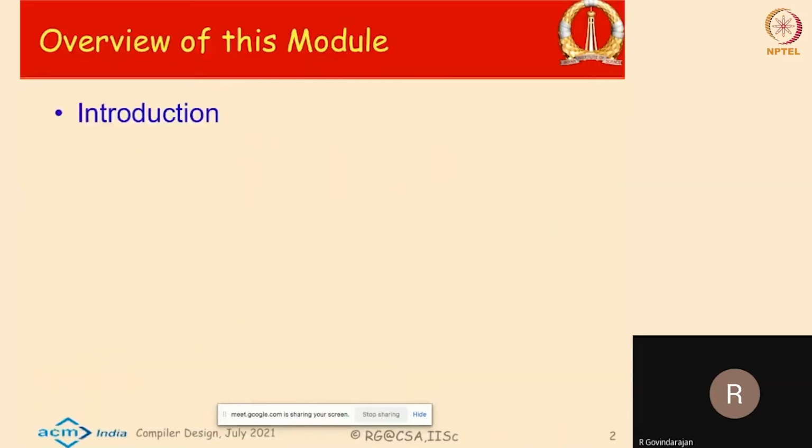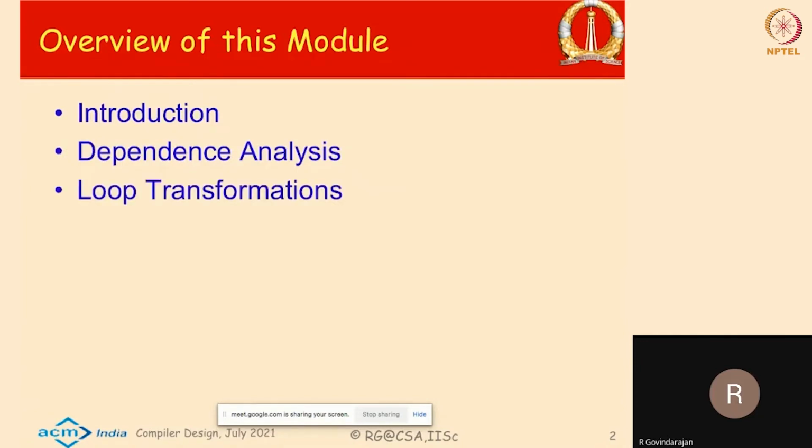Okay, so I'll briefly introduce why we need to do all of these things. Then I will introduce the necessary things for doing dependence analysis. Then I will talk about loop transformations, particularly transformations that are required for doing vectorization and parallelization. I'll also talk a little bit, if time permits, about exploiting locality in programs and so on. That's the high-level idea here.